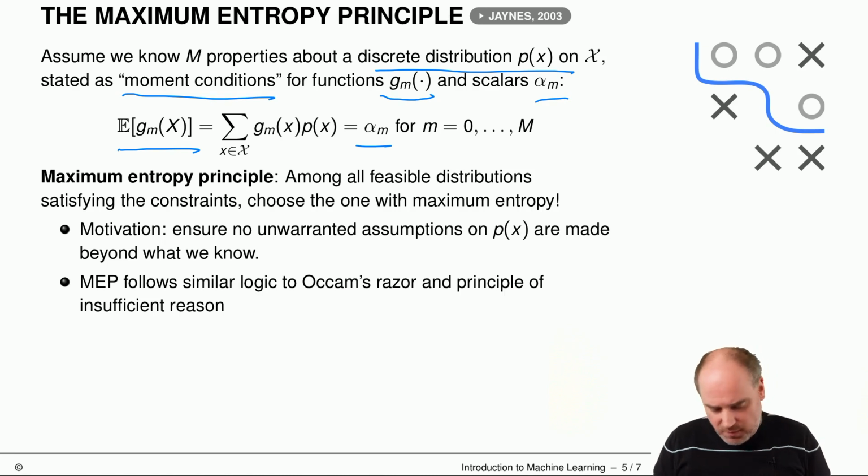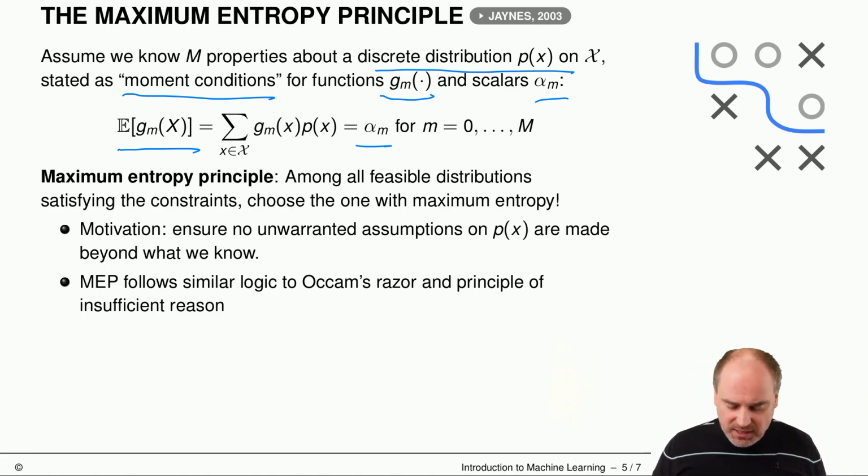So we have a finite bunch of them, so g_1 and alpha_1, so then the expectation of g_1 applied to x equals alpha_1. Maybe there's a second condition g_2, a function g_2 on x. If we take the expectation, then this also equals alpha_2. So then we might have a bunch of these moment conditions, and the question now is, how do we figure out what our distribution p(x) now is? And this is exactly the maximum entropy principle.